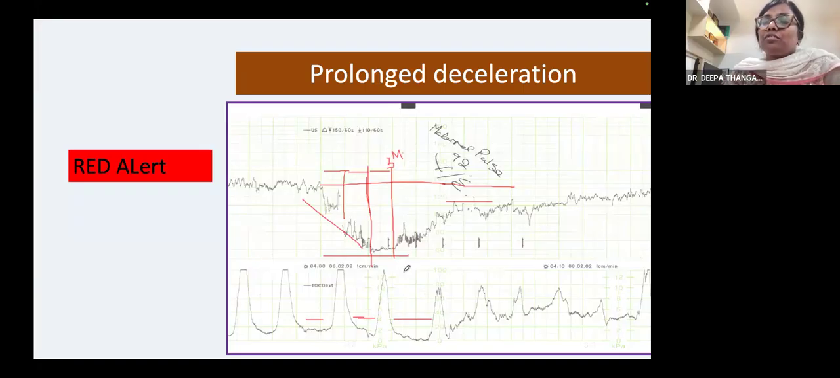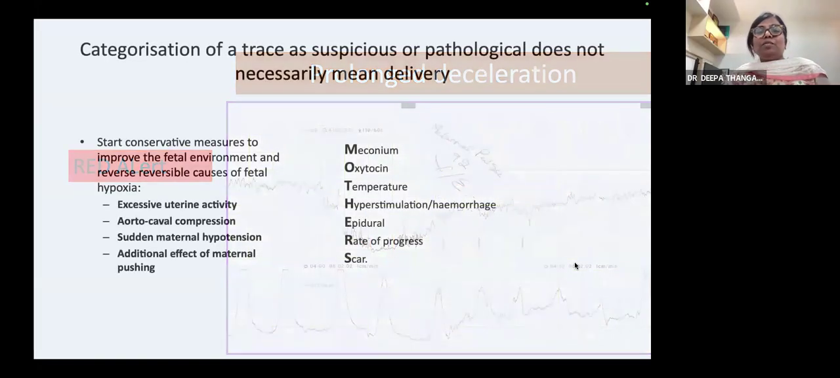And uterine rupture, scar rupture. If the baby is alive, you will shift as a category 1 cesarean section as soon as possible. If you rule out all those things in the 3 minutes and do resuscitation, then probably it will recover. Continue the CTGs. So this is what prolonged deceleration management is.